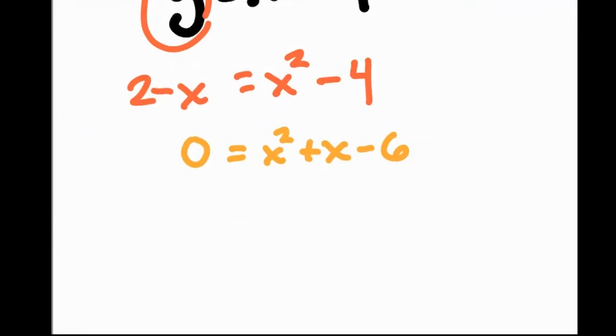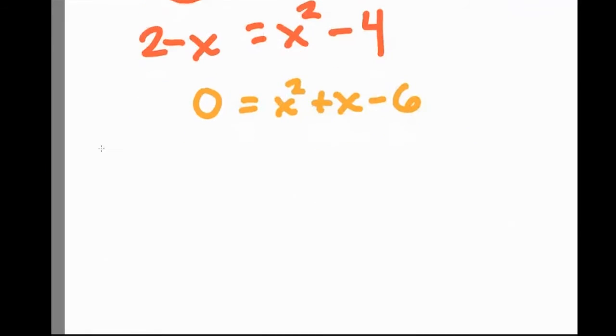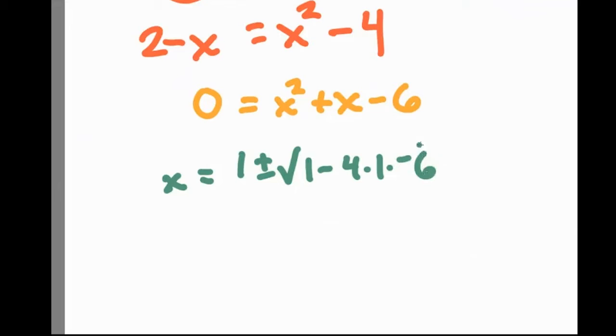Okay. And this one does factor, but you can also use quadratic formula if you want. It's whatever you want. However you want to do it. Quadratic formula will always work. Factoring only works sometimes. So that's why I always use what always works kind of a thing. Minus 4 times 1 times negative 6.